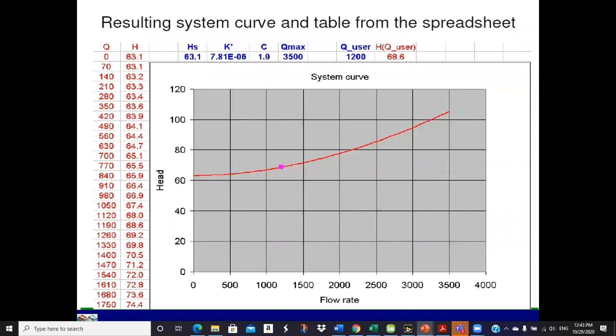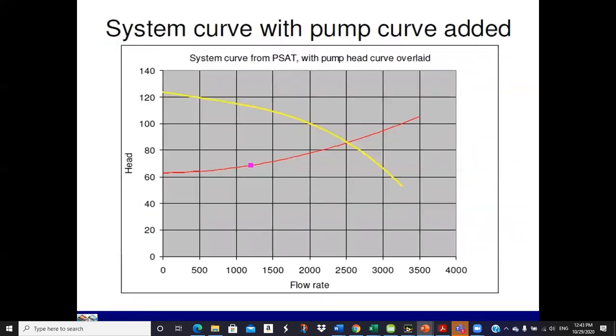And that's just the plot of a system curve, and they put that purple dot at some desired flow rate. Looks like 1200 up there. Requested a dot at 1268.6 feet of head. Nothing magic about that.